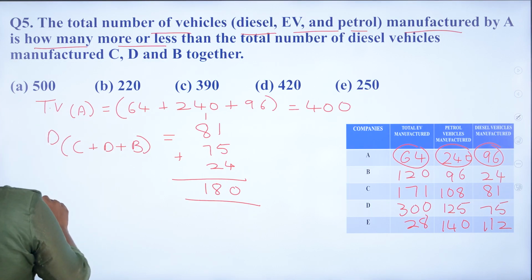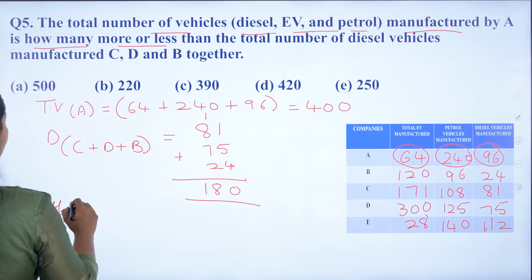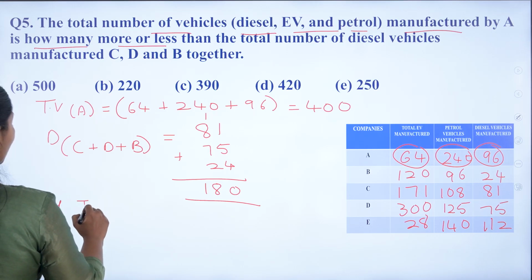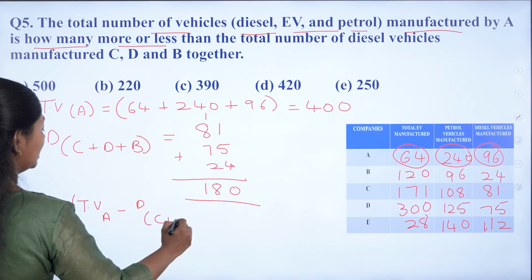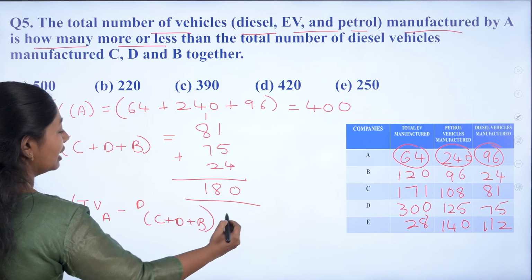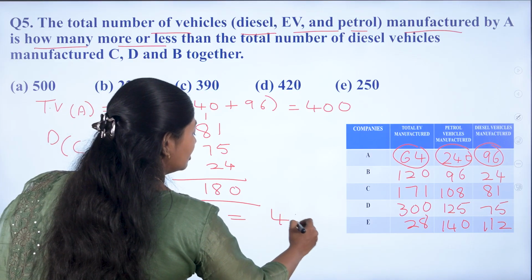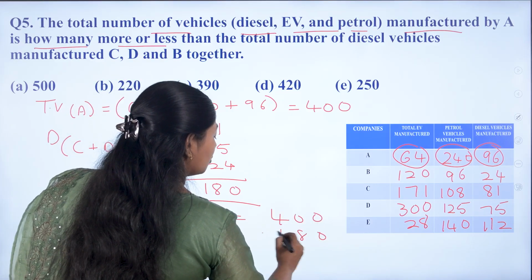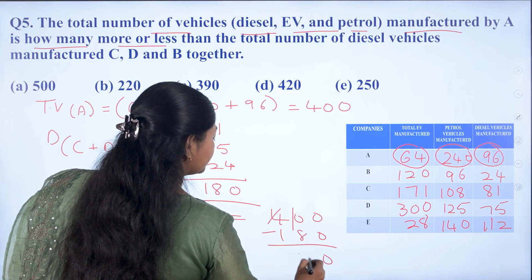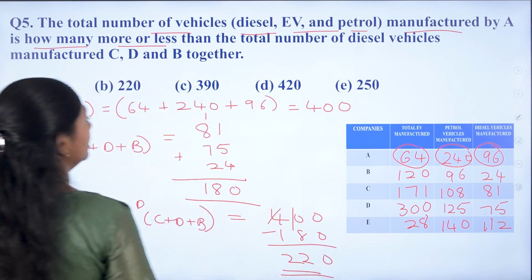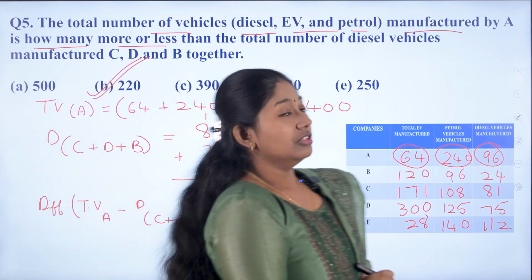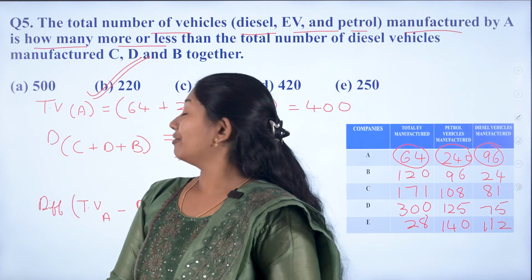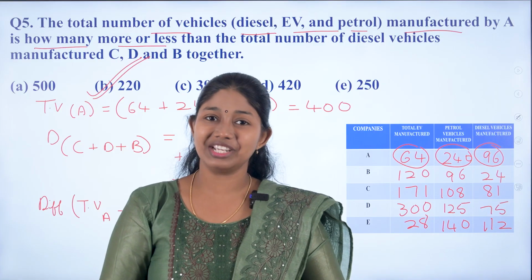So what is the difference? The difference is nothing but total vehicles of A minus diesel vehicles of C plus D plus B. No need to write all these statements. You can just do it. 400 minus 180 means you are going to get 220. 220, option B. So this is all about the 5-step questions related to this table DI.